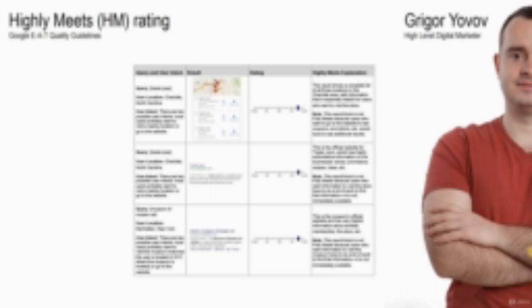And the second one is Trader Joe's, Charlotte, North Carolina, and the result is the website itself. So the user intent, there are two possible user intents. Most users probably want to visit a nearby location or go to the website, and you can see that this fulfills the second user intent.